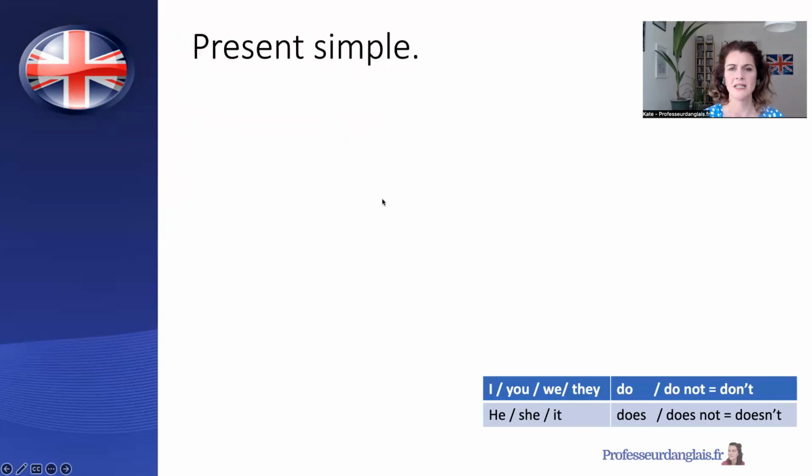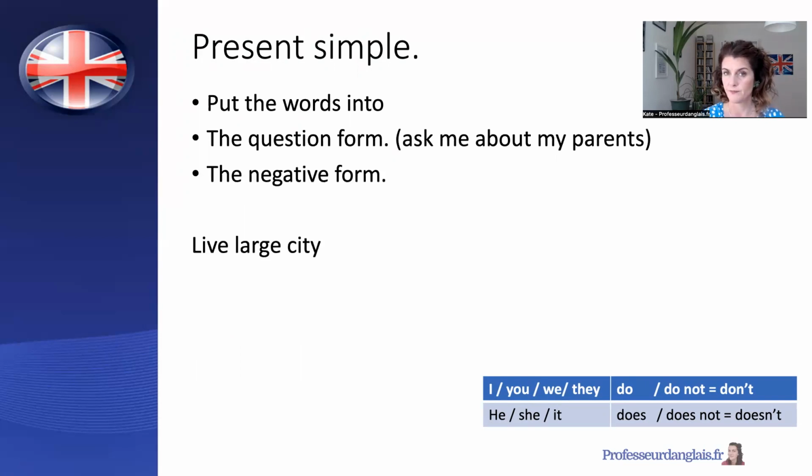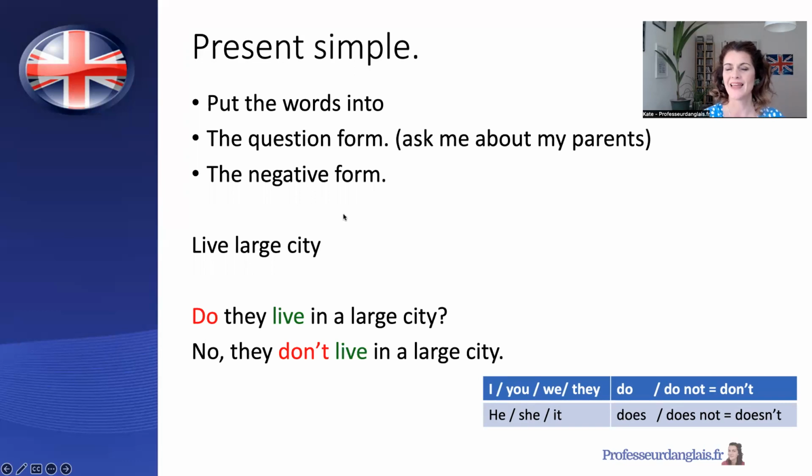Okay, another example. This time, I want you to put the words into the question form. I want you to ask me about my parents and the negative form. And the prompt words are live, large, city. Can you use these words to ask me a question about my parents? Okay, so we have, do they live in a large city? And the negative form. No, they don't live in a large city.